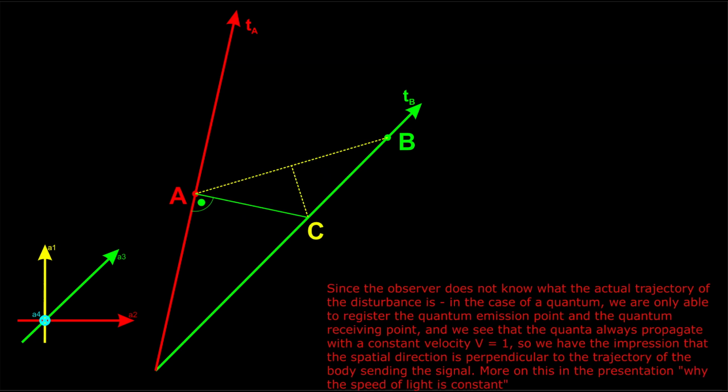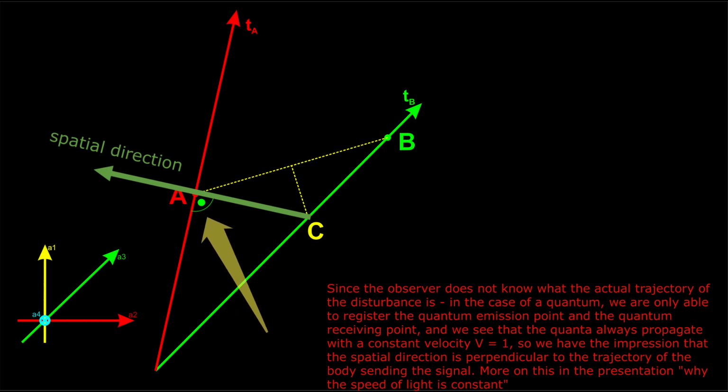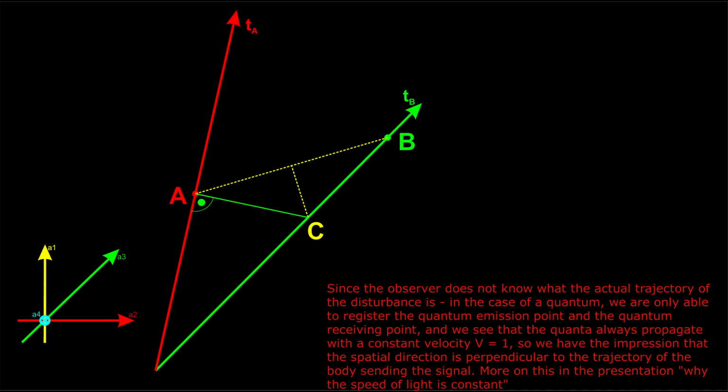Since the observer does not know what the actual trajectory of the disturbance is, in the case of a quantum, we are only able to register the quantum emission point and the quantum receiving point. And we see that the quanta always propagate with a constant velocity of 1, so we have the impression that the spatial direction is perpendicular to the trajectory of the body sending the signal. More on this in the presentation why the speed of light is constant.